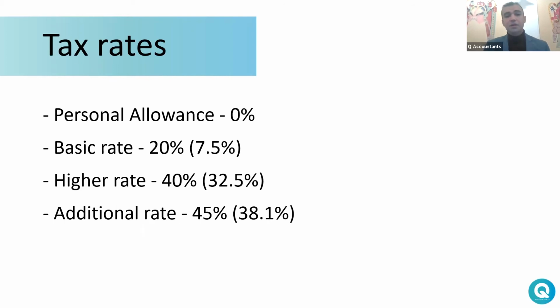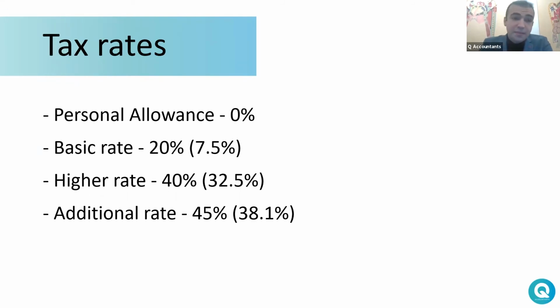And if you are lucky to earn more than 150,000 per annum, whatever exceeds that amount, you start paying 45%. But it doesn't mean that you are paying 45% on all income. It's marginal, it's tier based. You're paying 20% on the basic, then 40% on the next 100K, and whatever is above 150K, you start paying 45%.